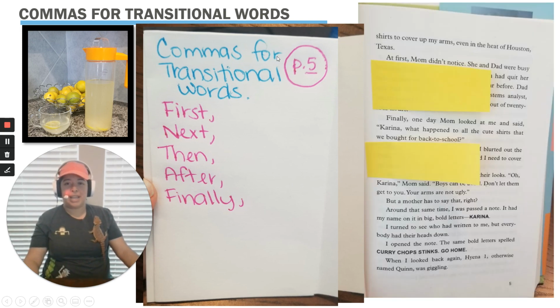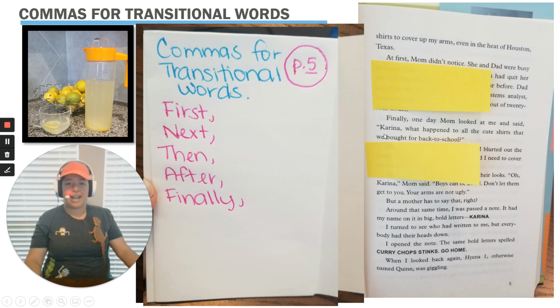Now let's take a look at this. We're going to go to page 5, and I have over here 2 sticky notes at different parts of the pages. Here we have "at first." Notice the word first, then you have a comma. You're not always going to use a comma after first. You're just going to use it if first is being used as a transitional word to give order to the paragraph or sentence. "At first, Mom didn't notice."